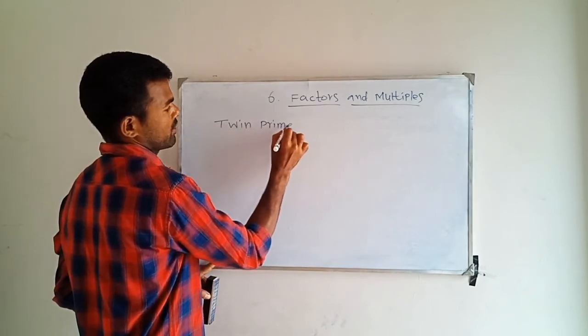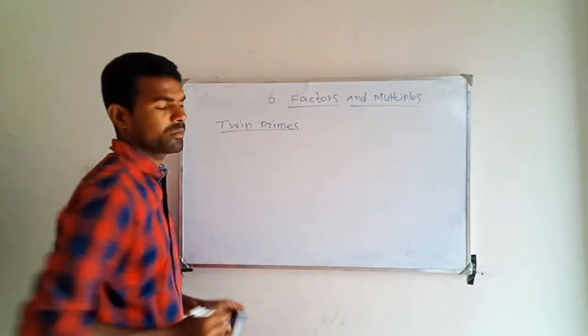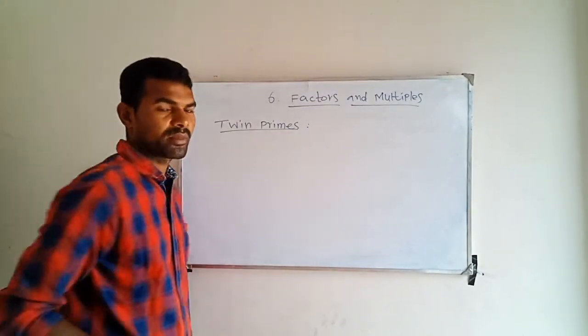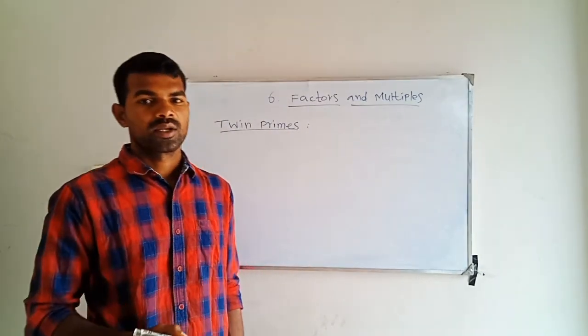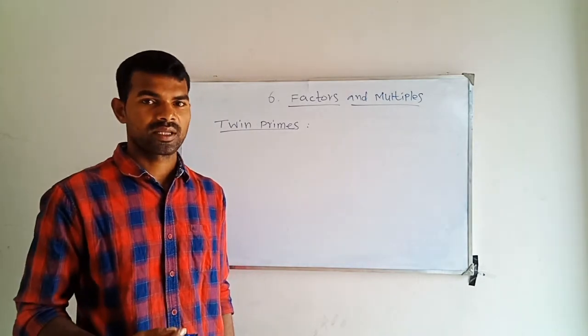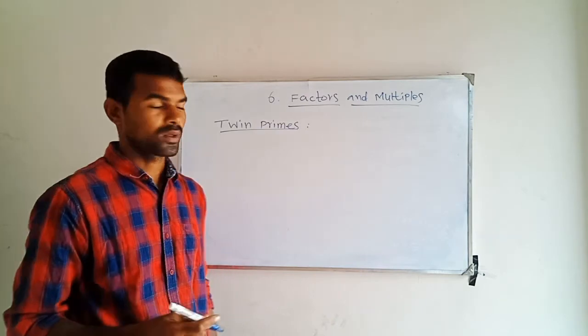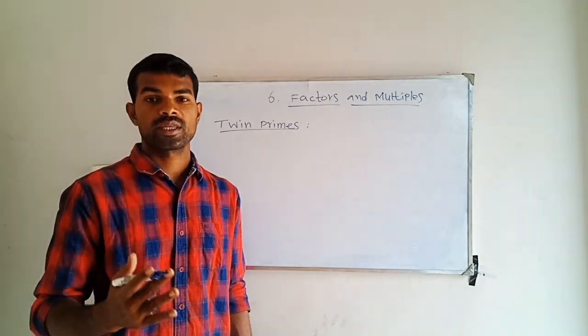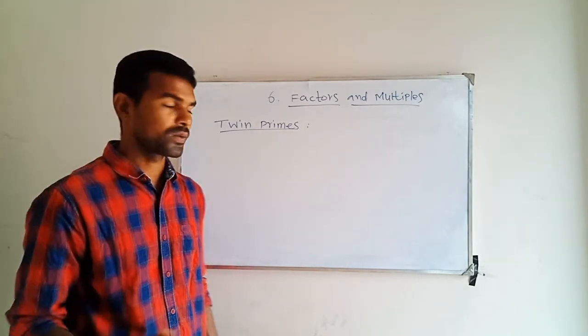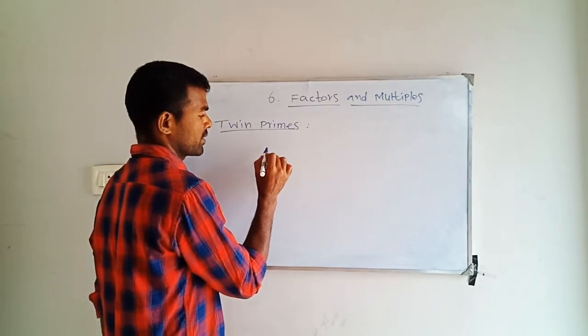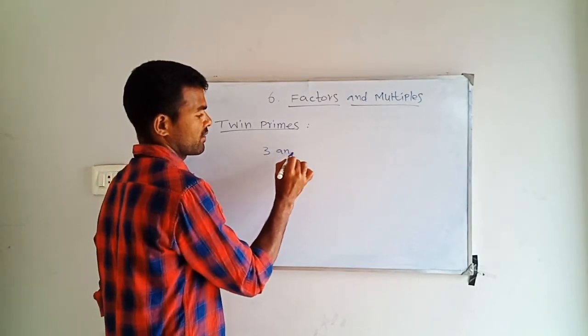Twin primes. Twin prime numbers means any two prime numbers that differ by 2. See the prime numbers 3 and 5.